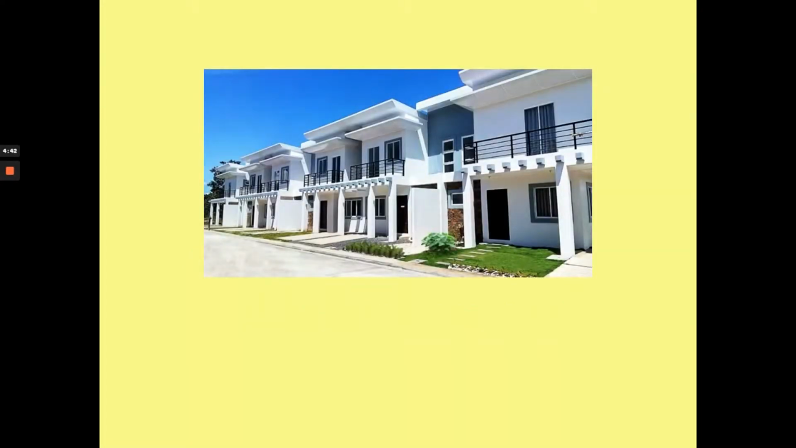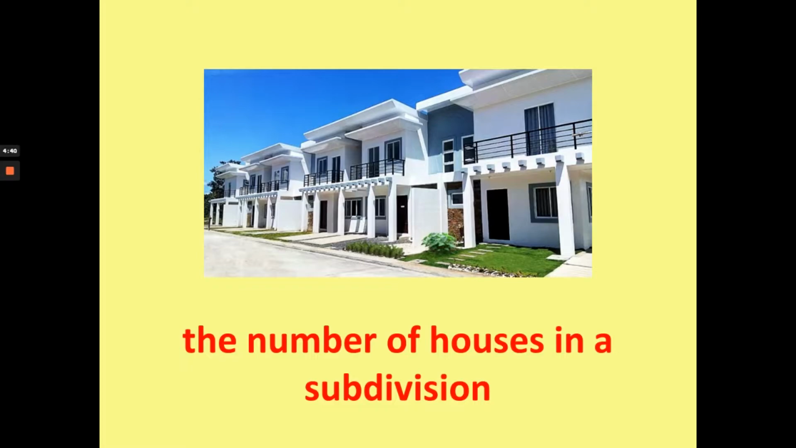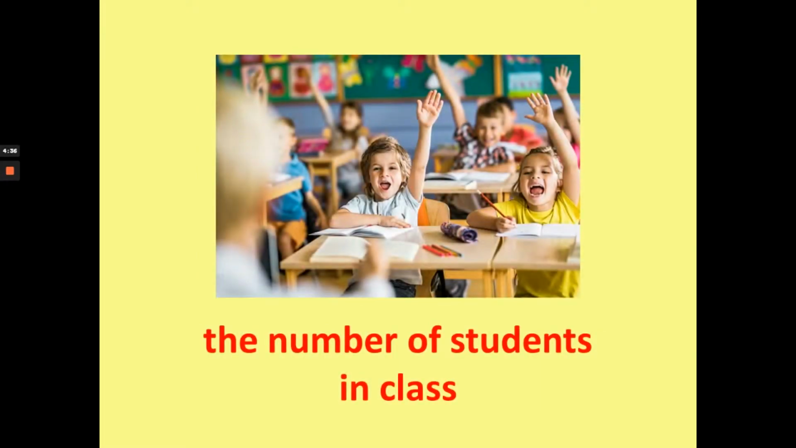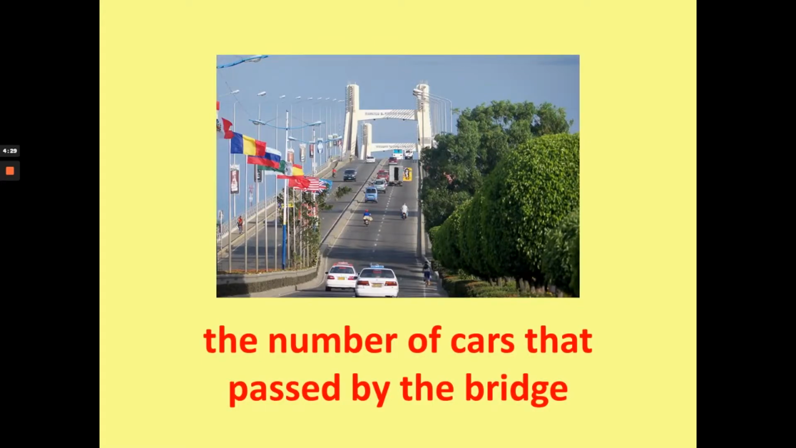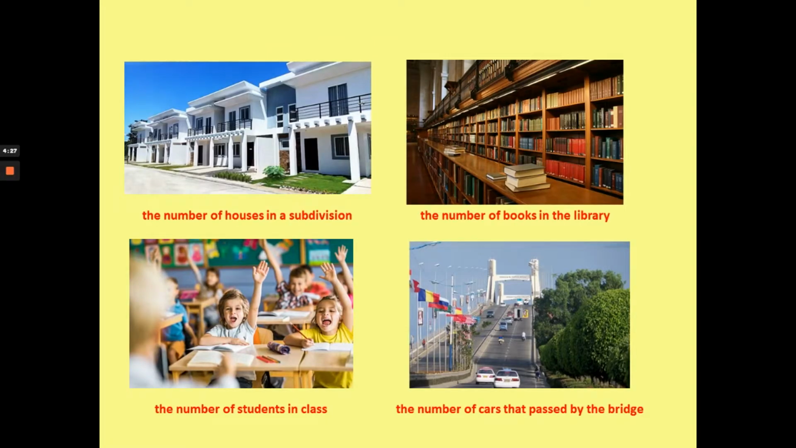Let's show some examples. The first one is the number of houses in a subdivision. We also have the number of students in class, the number of books in the library, the number of cars that pass by the bridge. So the following examples represent discrete random variables. And again, we obtain its data just by counting.